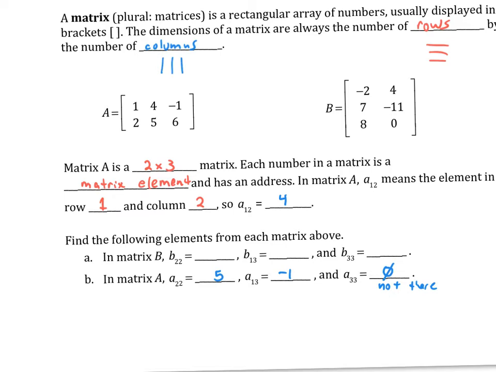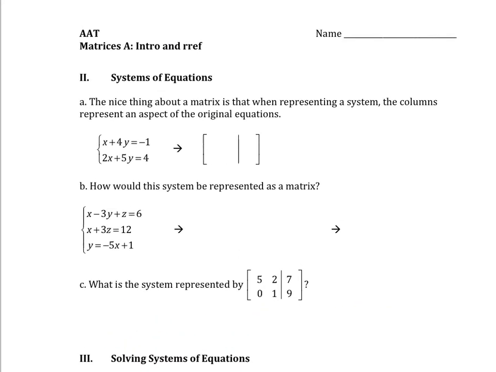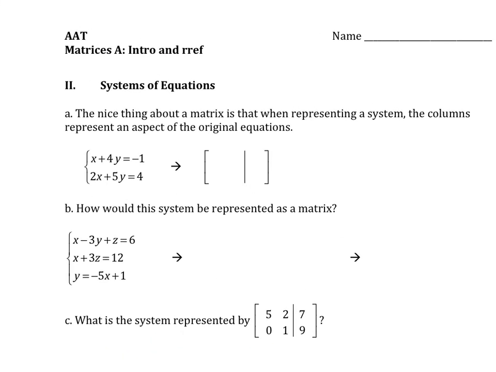Now, 2, 2, 2, 2 is -11. 1, 3 doesn't exist, and 3, 3 doesn't exist either. All right. Now, how does this relate to systems? Let's take a gander here.